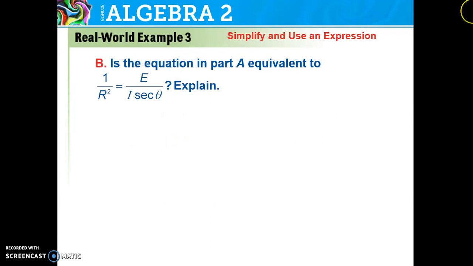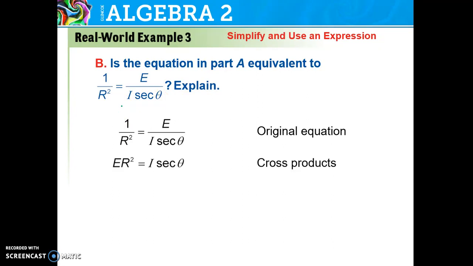So is the equation in part A equivalent to this equation? So here they're giving me another equation. They're asking me if they are the same. So here's the equation I'm given here. We're going to see if we can rewrite it like the equation in the first part of our question.